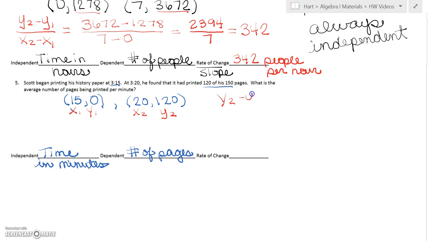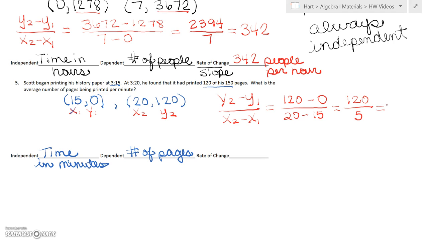We use our formula, y2 minus y1 over x2 minus x1. Just plug them in. Our y2 value is 120 minus y1, which is 0, over x2, which is 20, minus x1, which is 15. Now we just subtract. 120 minus 0 is 120, and 20 minus 15 is 5. And then your next step is to divide. So you do 120 divided by 5, and you would get 24. So that's our rate of change, 24.